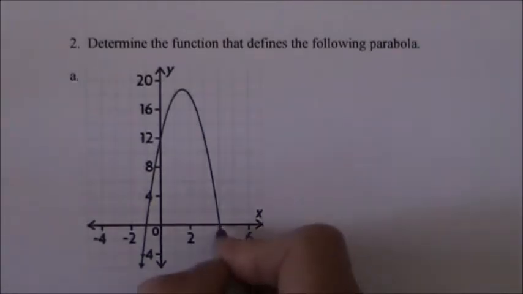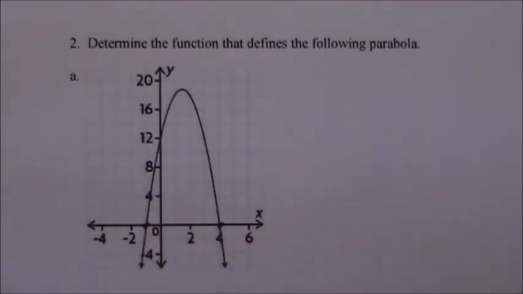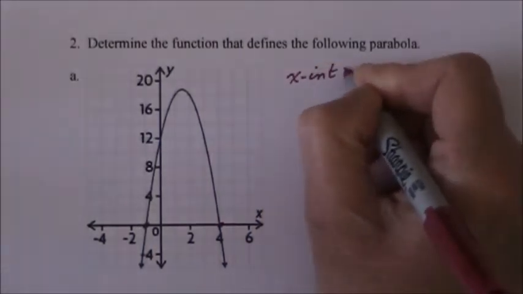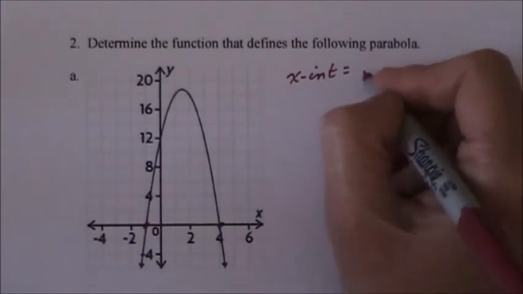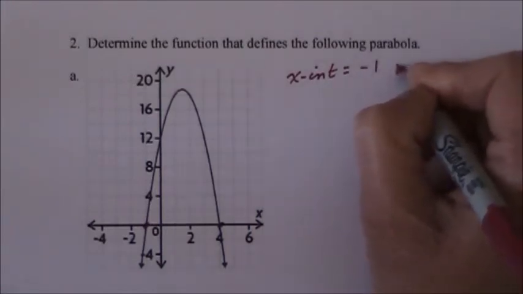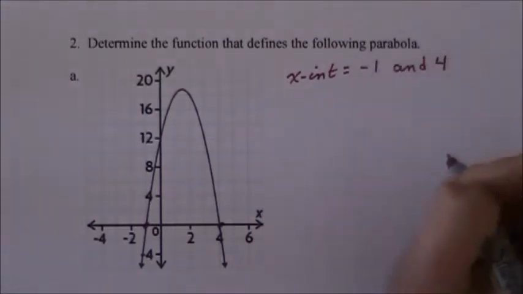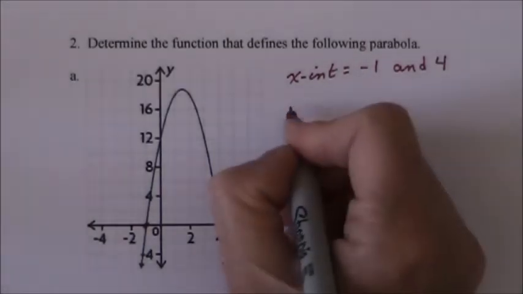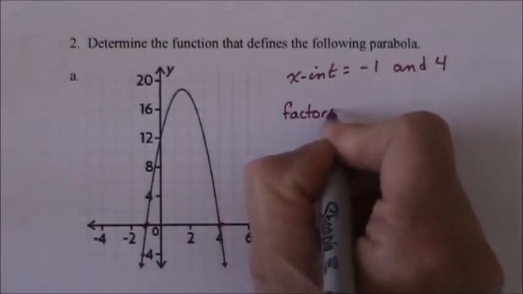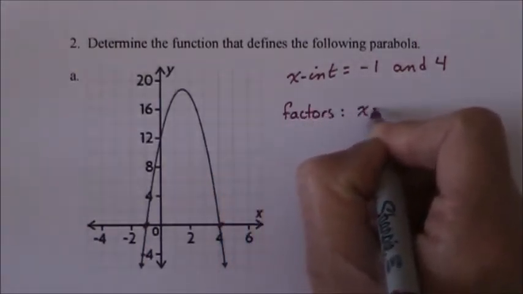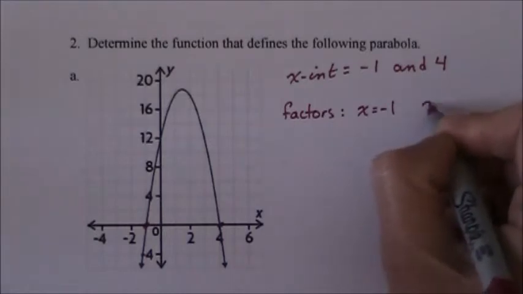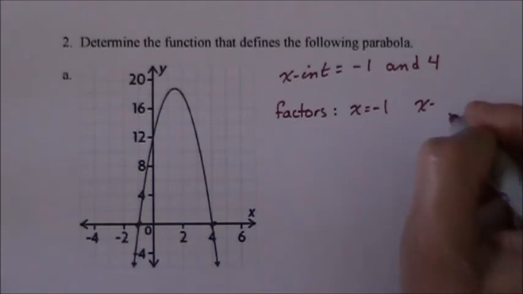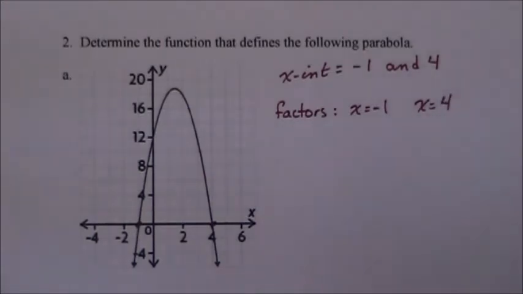As we go to look at it, we need our x-intercepts. So there's our two x-intercepts. So we have an x-intercept equal to -1 and 4. Now recall we needed our factors. So for our factors, we took the x-intercepts and we rewrote them so that we would have it equal to 0.